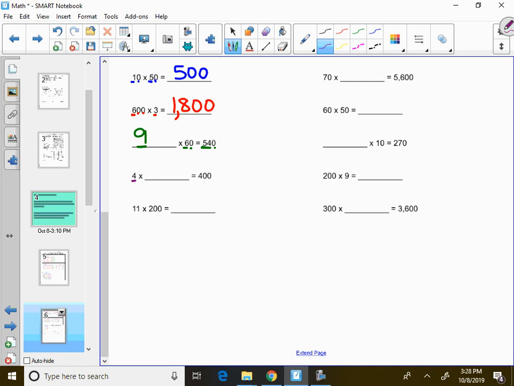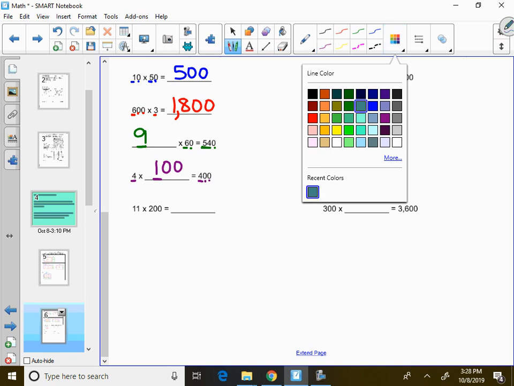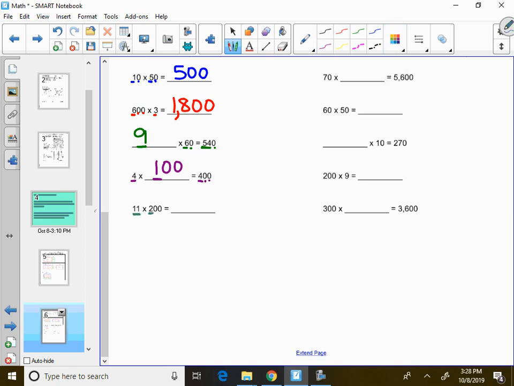Okay, 4 times something equals 4. Well, 4 times 1 equals 4. I see 2 zeros in the answer, so I need 2 zeros in the problem. All right, the last one in this column, 11 times 2 is 22. 2 on the left, 2 on the right. And again, add that comma in at the end.